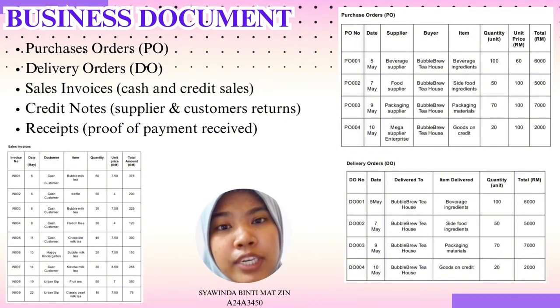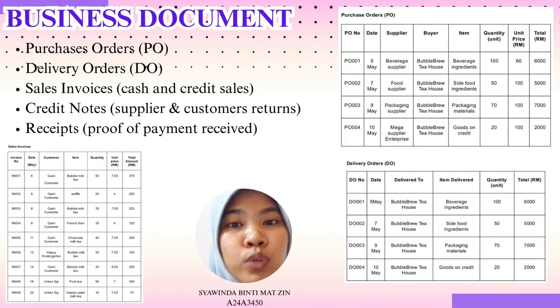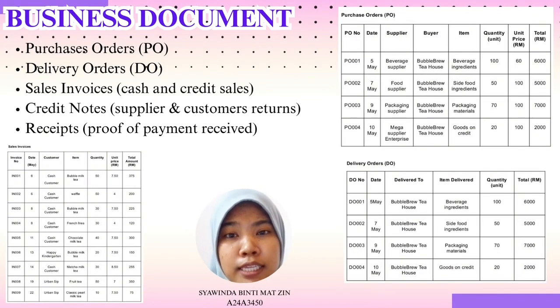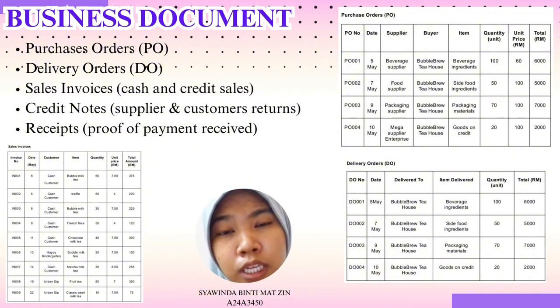Regarding credit notes, one was issued by Mega Supplier Enterprise due to damaged goods, while another was issued by UMK Event Management for the return of 67 cups of bubble milk tea. Finally, the company received payment from Overseas through a receipt as proof of payment. All these documents are important to ensure that records of purchase, sales, and payments are accurate and organized, which in turn helps with effective financial management of the company.